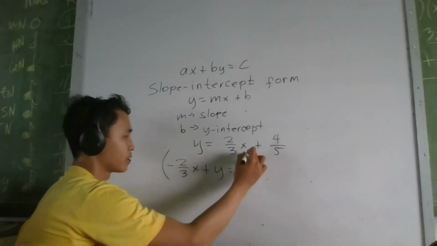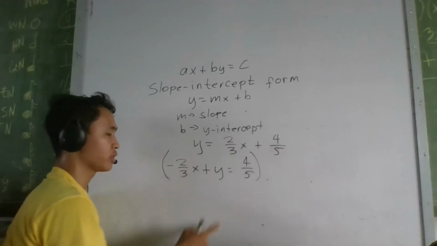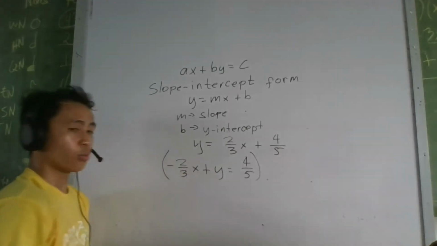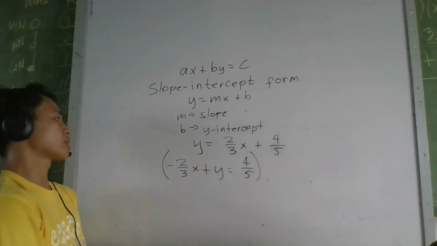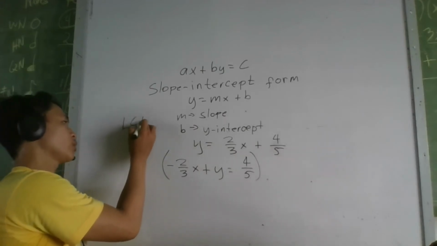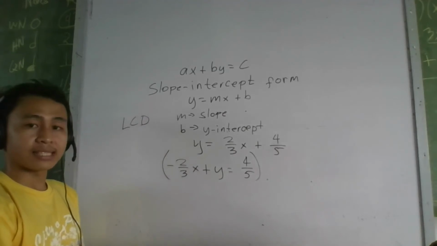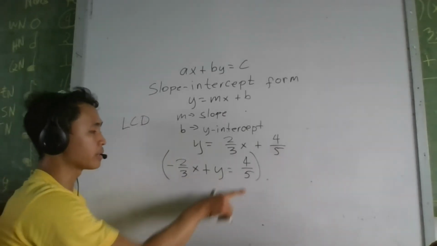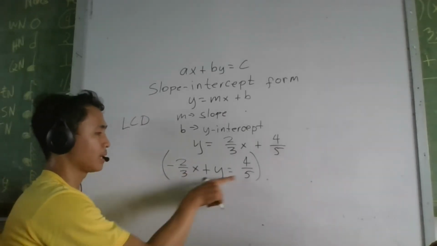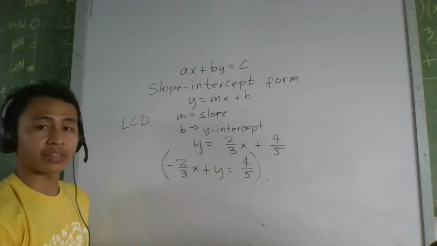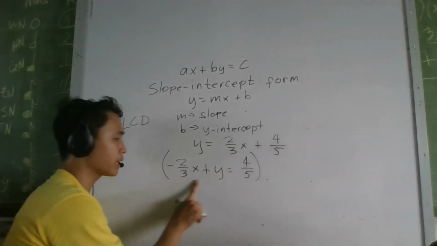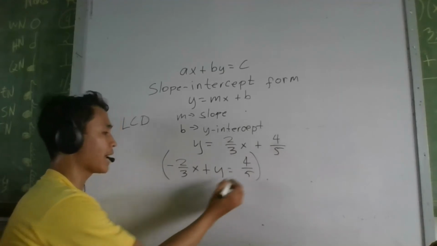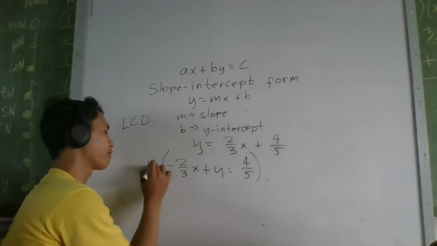Now, sir, dalawang terms na yung may fraction and different denominator. What are we going to do? The steps that you need to take here is find first for what you call LCD or LCM nung denominator natin. Ano yung LCM ng 3 tsaka 5? That is 15. Nakuha? So all we have to do is multiply all terms by the LCM. Ano yung LCM? 15. Okay?